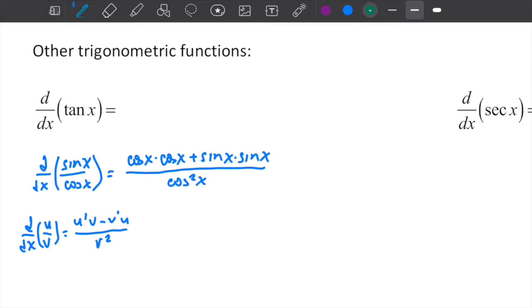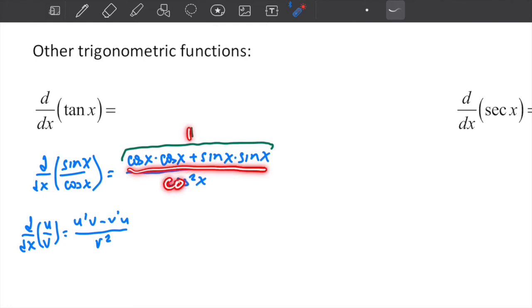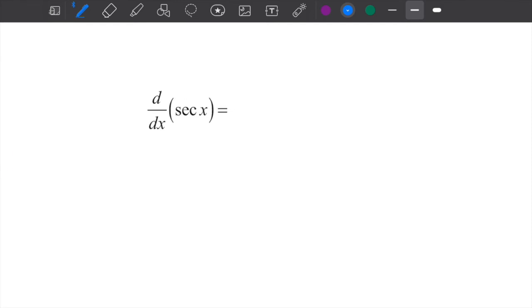What I noticed there, that's cosine squared plus sine squared. That's 1. We have 1 divided by cosine squared. Well, 1 over cosine squared, that's just secant squared. So the derivative of tangent turns into secant squared of x. Now, let's take a look at secant. I might think that something's going to happen here.